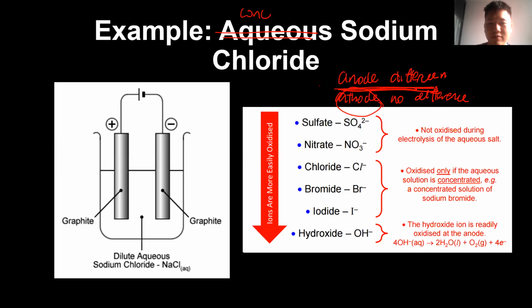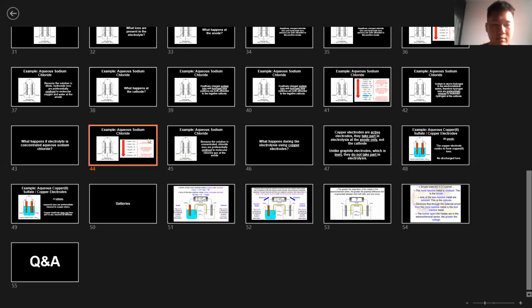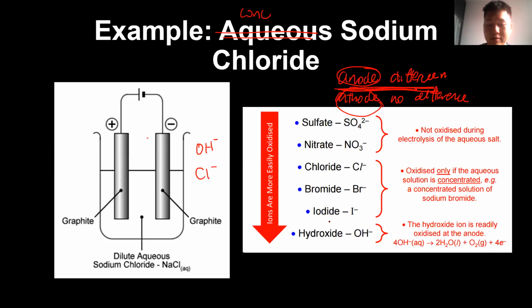So we take a look at the anode and the ions present there. The ions present at the anode are OH minus and Cl minus. From this series, we know that OH minus will actually be discharged. But we have to remember that we are talking about concentrated solution. If the solution is concentrated, these 3 ions here will be discharged. And since chlorine is part of these 3, chlorine will be discharged to form chlorine gas.